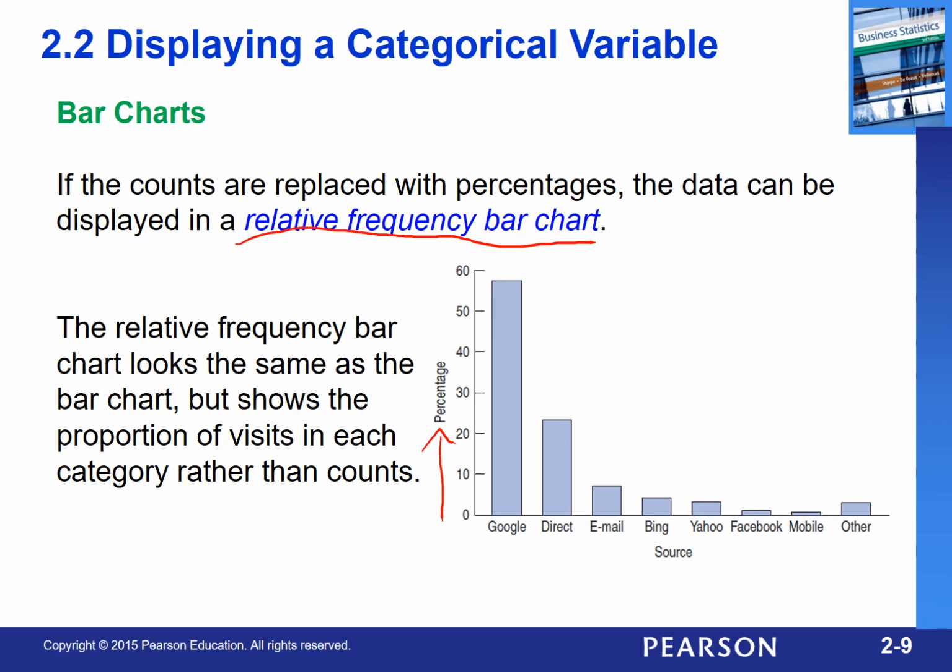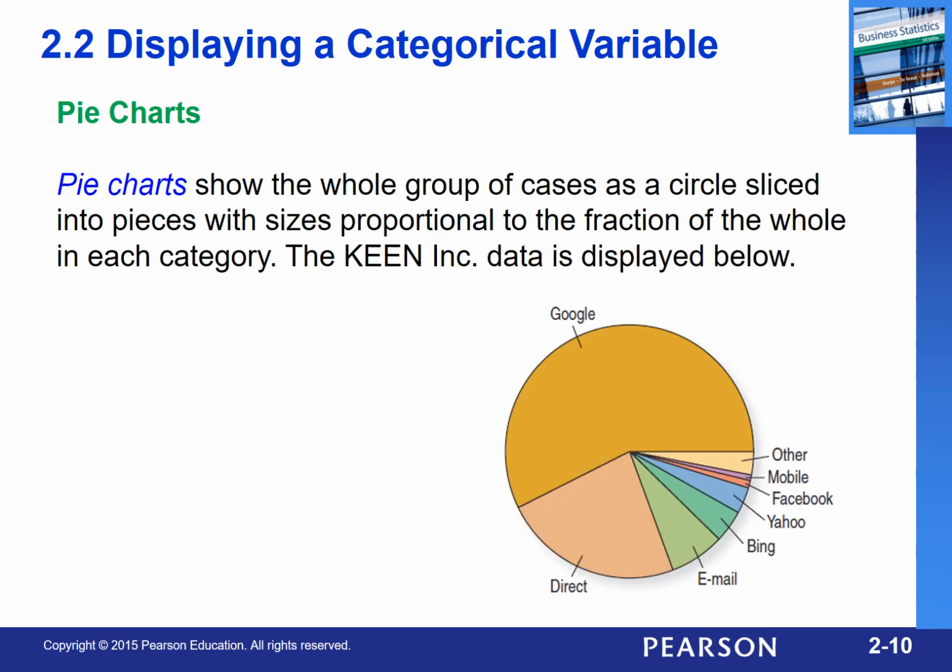Fun times. All right, so the other way you could organize this data for Keen Ink, which is the shoe company's data that I've been using this whole time. I should have mentioned that earlier. Too late now. All right, is pie charts. So here's the same idea, or sorry, same data using pie charts.